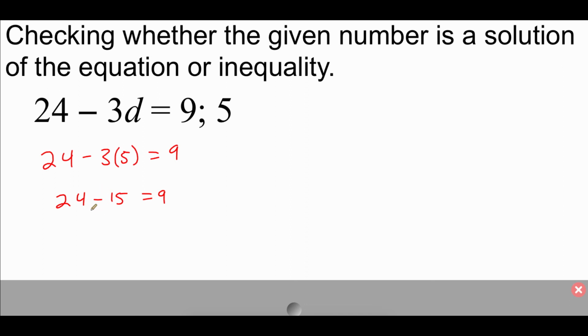Now we still have subtraction to take care of on the left-hand side. So we're taking 24 minus 15. And if we do 24 minus 15, we get 9. So 9 equals 9. Now in an equation, what we're hoping for is to have the same exact number on the left and right side. Here we do, so we would say yes, 5 is a solution for our equation.